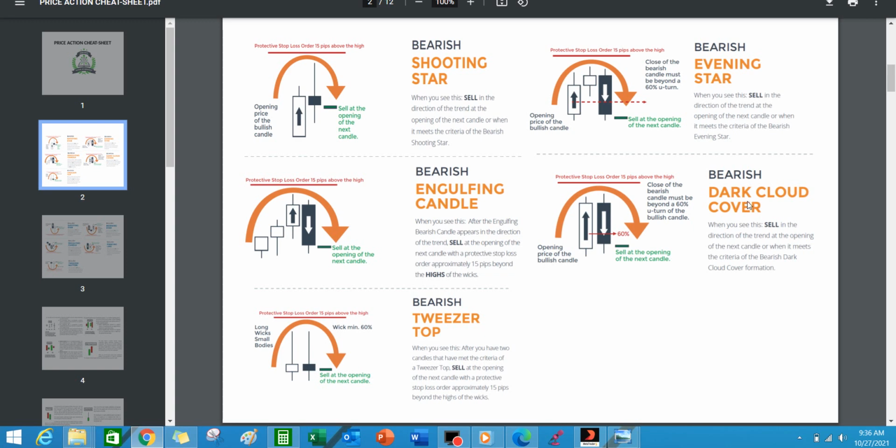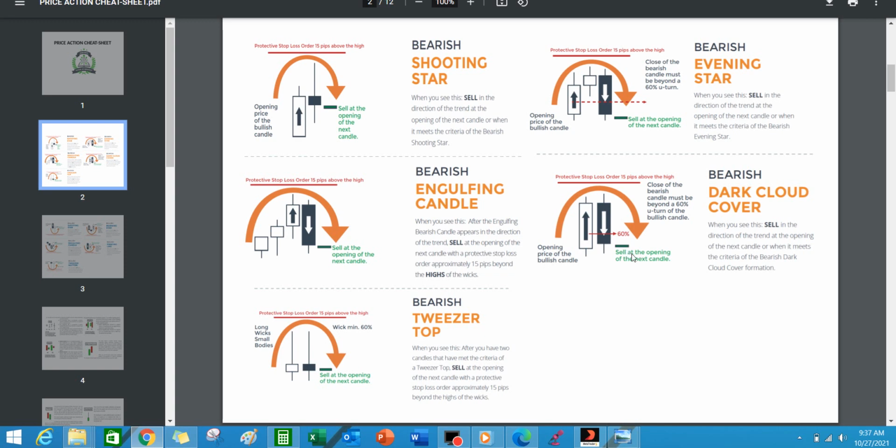Here we have bearish dark cloud cover. And how do we have this? You can see the opening price of the bullish candle is here, while the close of the bearish candle must be beyond 60% of the bullish candle. This is the close of the candle, and this is the opening of the bullish candle. So when it turns around, then definitely it must be around the 60% u-turn.